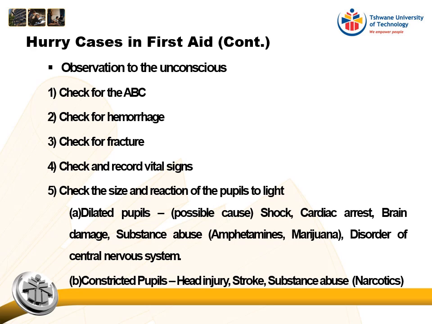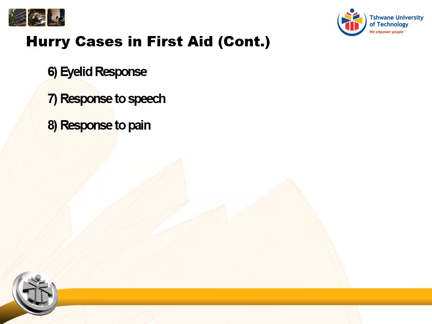A. If the pupils are dilated, the possible causes can be shock, cardiac arrest, brain damage, substance abuse, disorder of the central nervous system. B. If it's constricted pupils, it can be a head injury, stroke, or substance abuse. Okay, you also check for the eyelid response, the response to speech, and the response to pain.